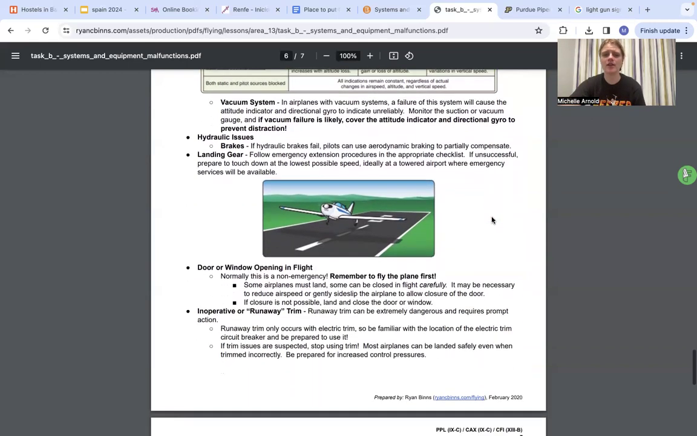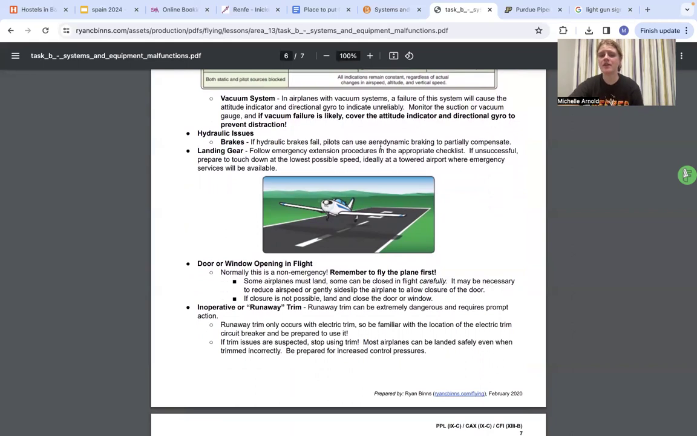All right, if you're having hydraulic issues, if your brakes fail, you want to use full aerodynamic braking to partially compensate for this. So you want to apply full back pressure so that the wind will help you brake. And then just try to maneuver into a safe area until the plane can be stopped.